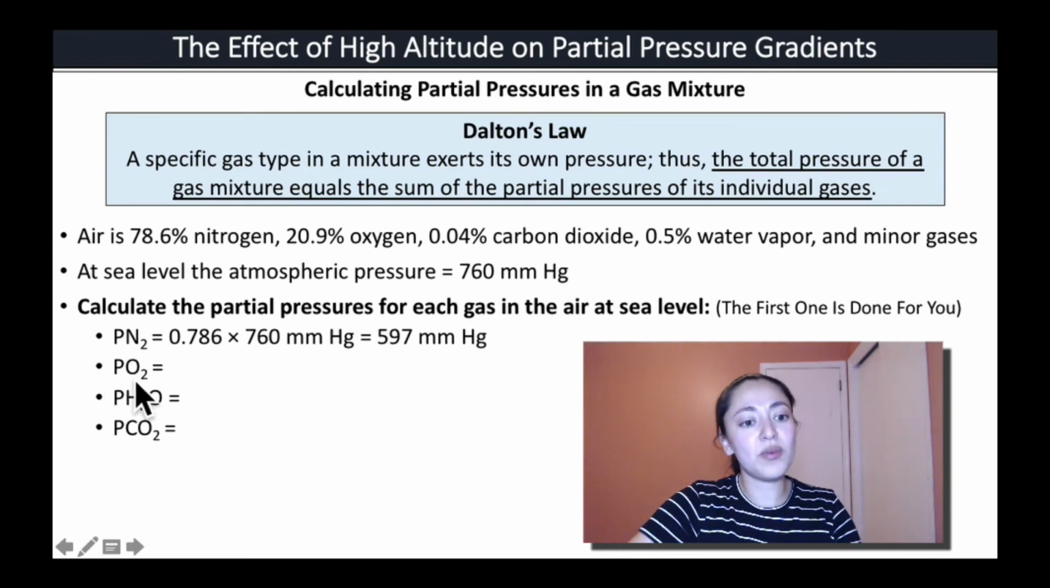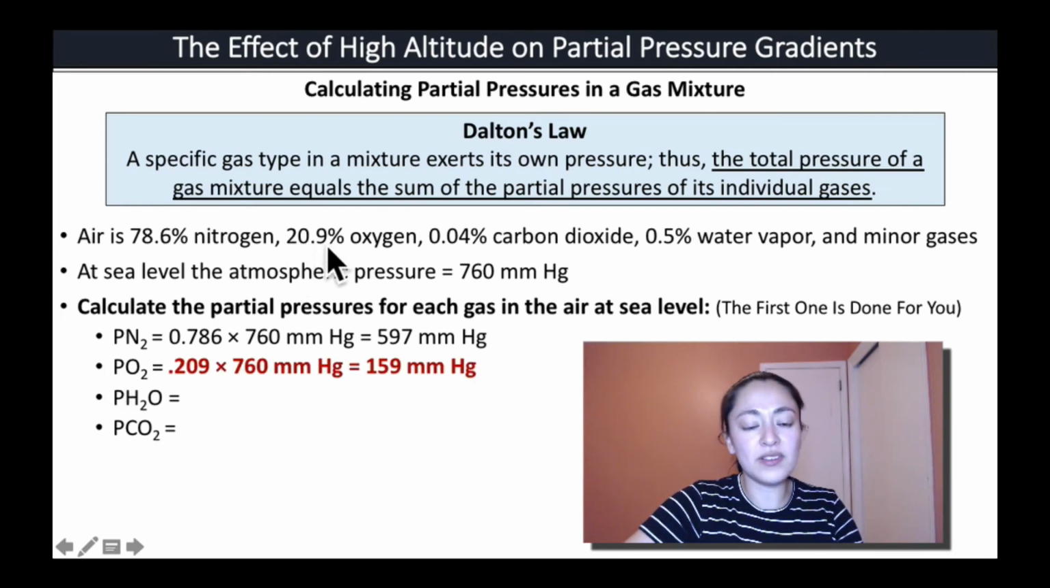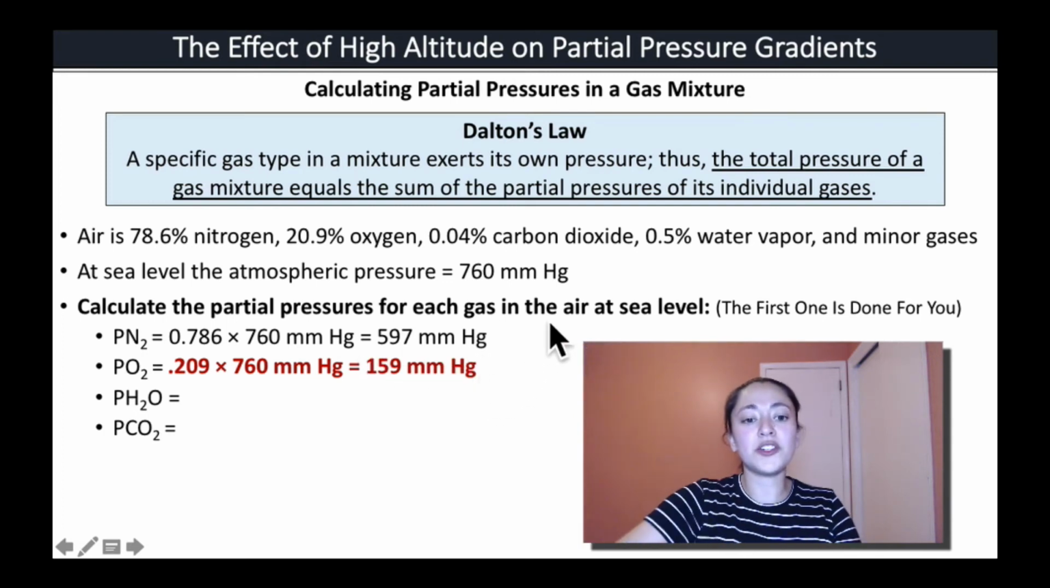What is the partial pressure of oxygen? Do the same thing again. So I just take this 20.9%, I move the decimal place over twice to get 0.209, multiply that by 760, the total pressure, and the partial pressure of oxygen is 159 millimeters of mercury. So oxygen is contributing 159 millimeters of mercury of pressure to the atmospheric pressure.